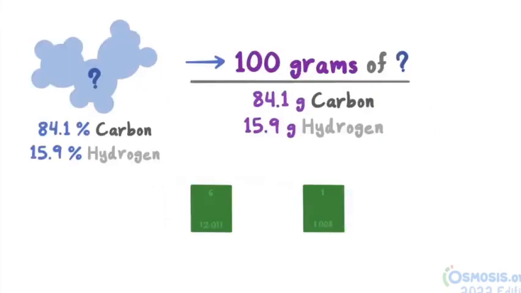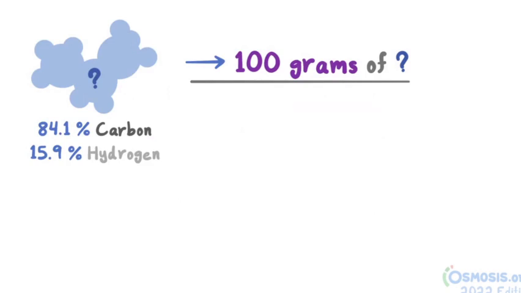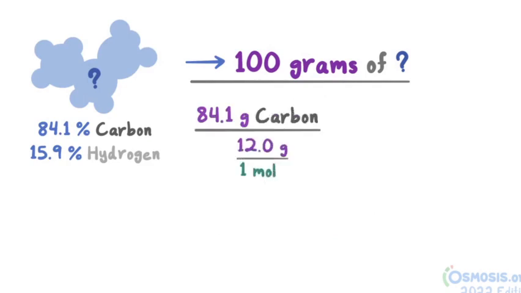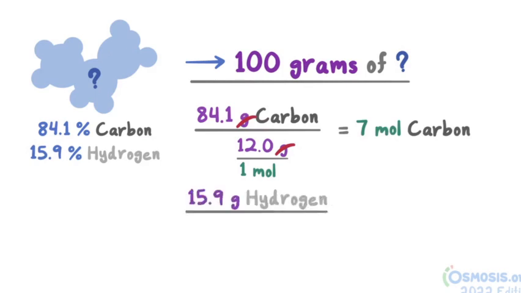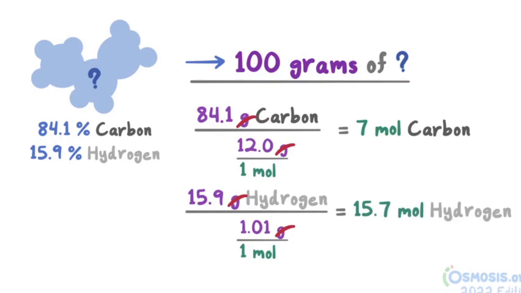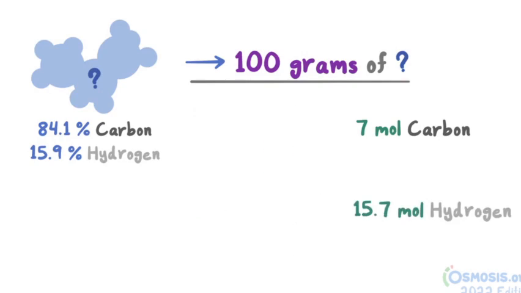The molar mass of carbon is 12.0 grams per mole, and the molar mass of hydrogen is 1.01 grams per mole. We take 84.1 grams of carbon and divide it by 12.0 grams per mole. The grams cancel out in the division, and after we divide the numbers, we're left with around 7 moles of carbon. We next take 15.9 grams of hydrogen and divide this number by 1.01 grams per mole. This tells us that we have 15.7 moles of hydrogen. We now have the relative number of moles of carbon and hydrogen in our unknown sample.